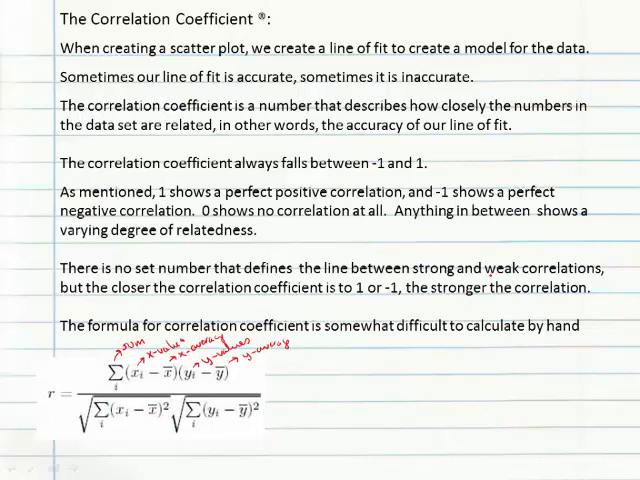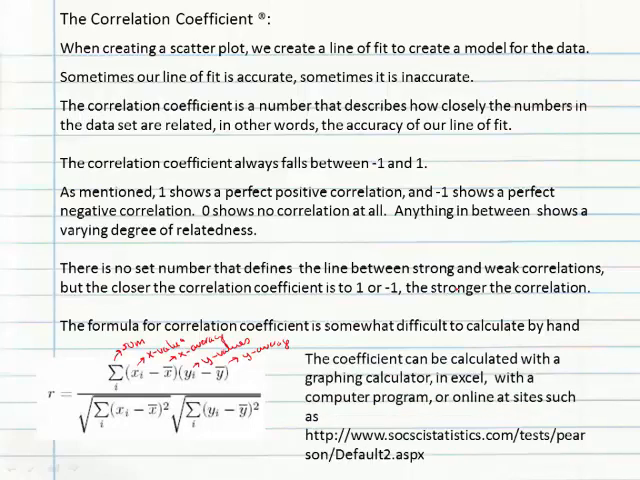But you don't have to calculate the correlation coefficient. It can be calculated on a graphing calculator, in Excel, with other various computer programs, or online, such as sites like this. You have www, it's socialsciencestatistics.com, but it's SOCSCI for social science, /test/Pearson, /default.aspx. This is a correlation coefficient calculator put out by the book publisher Pearson.